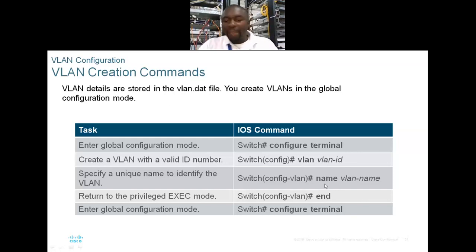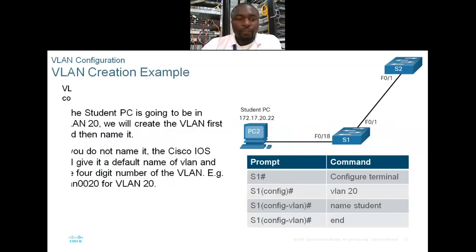Then you now name the VLAN. You say name and then you give it a particular name. Then you end, you exit. That is all. As simple as that. So the two key commands is that in your global mode, you just go to VLAN, then you give your VLAN ID, then you name the VLAN and you have created your VLAN.